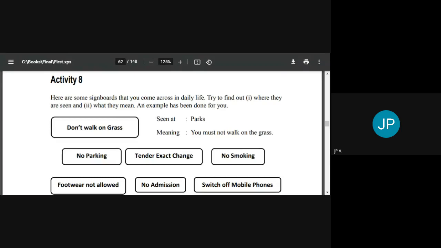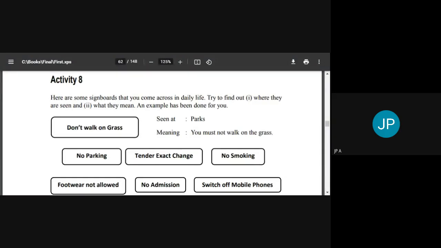So these are all signboards. I'll read it for you. Here are some signboards that you come across in daily life. Try to find out where they are seen. So these are the two things that you have to find. Where are they seen? That is one. And two, what they mean. What is the meaning of that sign? One example has been done for you.